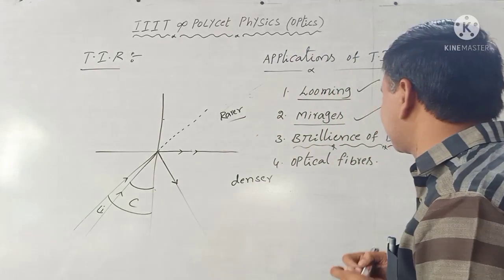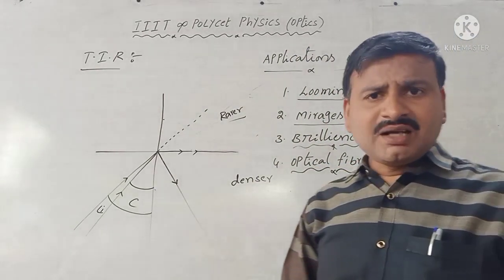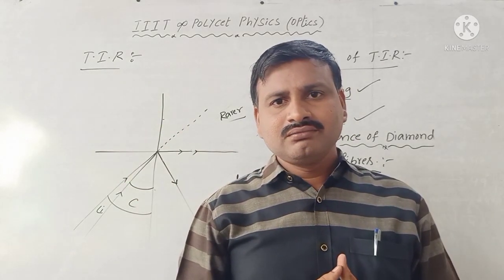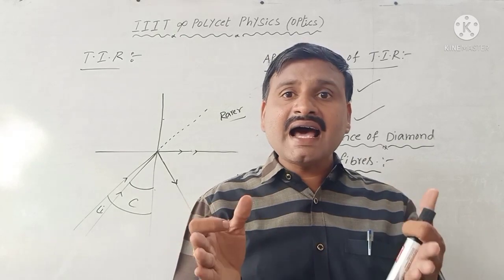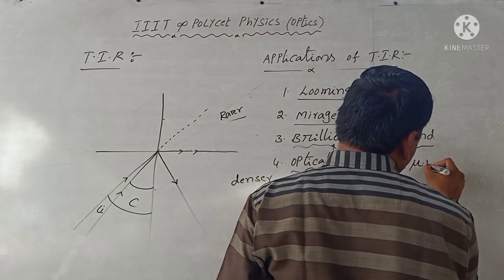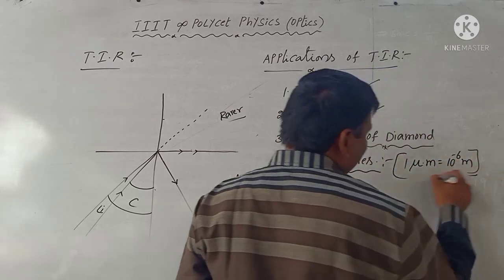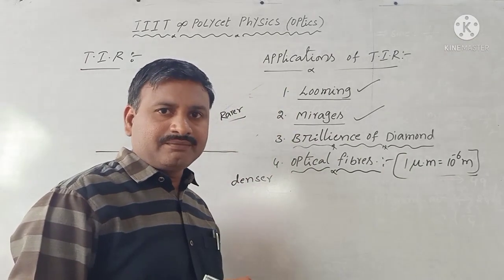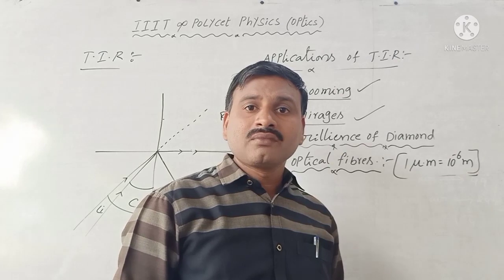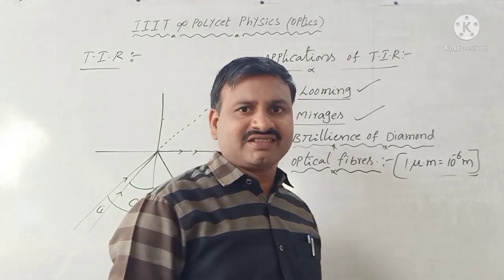Okay, next, optical fiber. Optical fiber is made up of glass or plastic. Its radius is 1 micrometer. 1 micro means 10 power minus 6 meter. Optical fibers are generally used in endoscopes and telecommunications. We are using that nowadays.